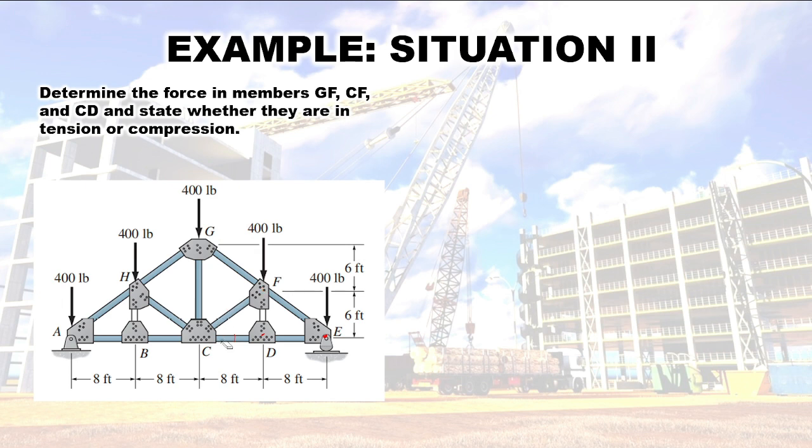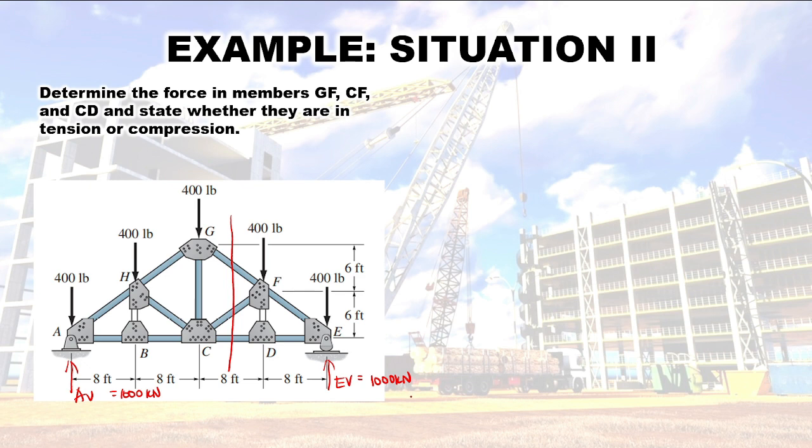I will cut my section somewhere here. But first, we have to solve for the reactions. By looking at our truss, we can already say that our AV and our EV are equal because our truss is symmetrical, so they will just share the reaction equally. So, 400 plus 400 plus 400 plus 400 plus 400 divided by 2. That would be 1,000 kilonewton. And this one is also 1,000 kilonewton.